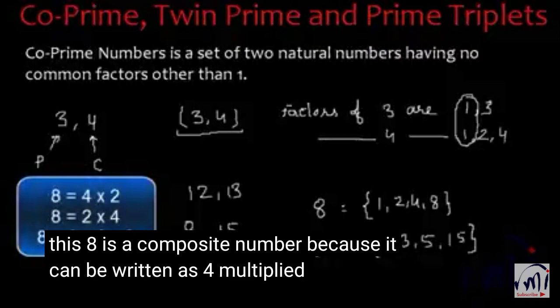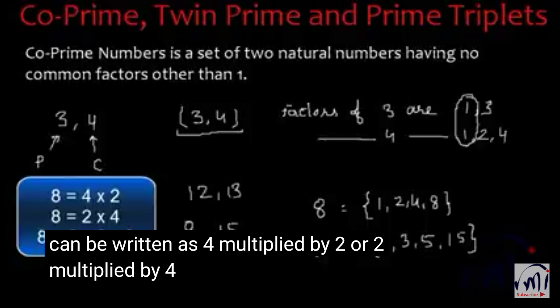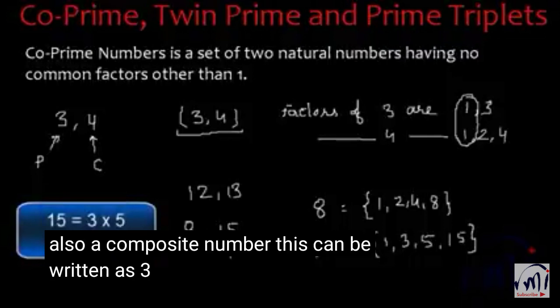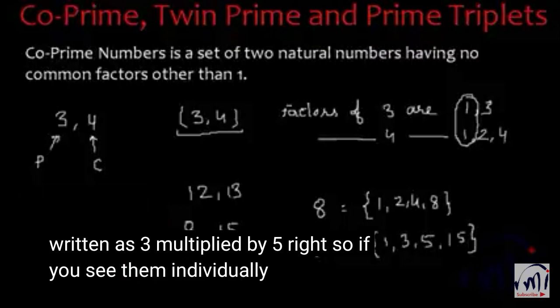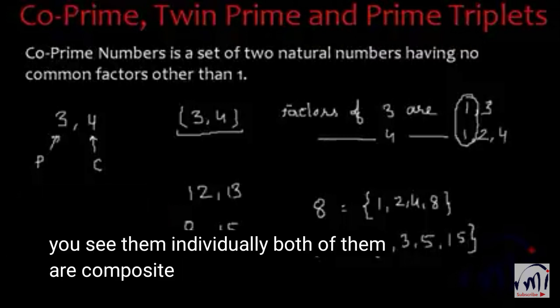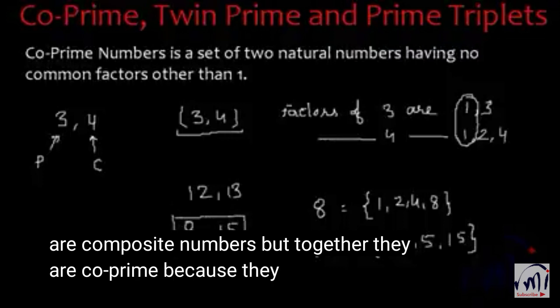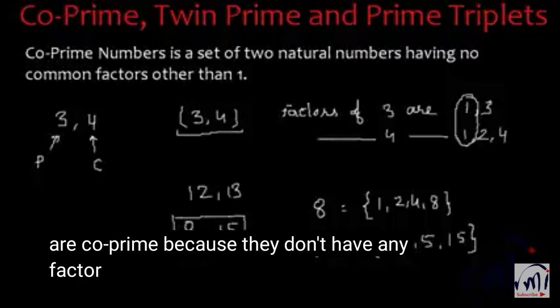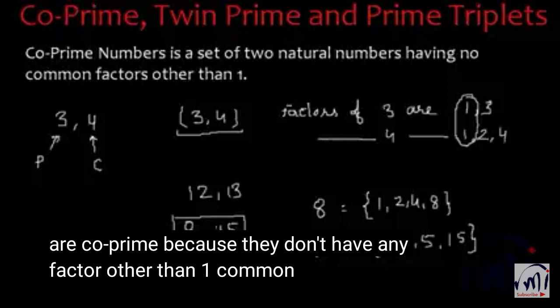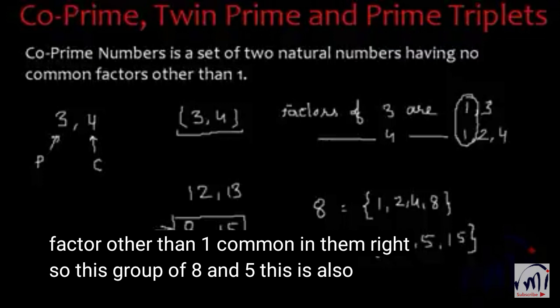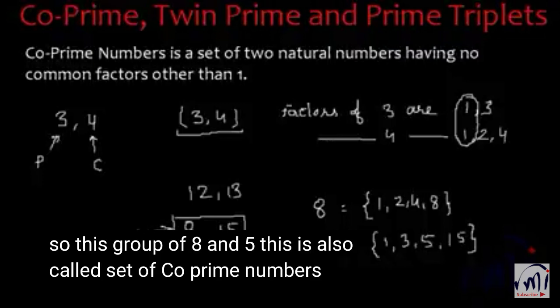But if we see them independently, 8 is a composite number because it can be written as 4 multiplied by 2, or 2 multiplied by 4, or 2 multiplied by 2 multiplied by 2. And 15 is also a composite number. This can be written as 3 multiplied by 5, right? So individually, both of them are composite numbers, but together they are coprime because they don't have any factor other than 1 in common, right? So this group of 8 and 15 is also called a set of coprime numbers, right?